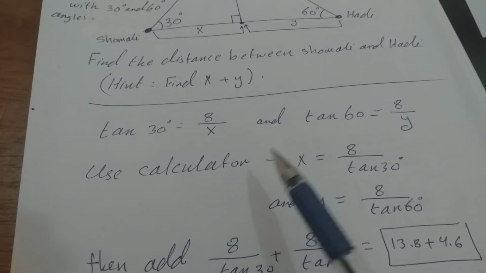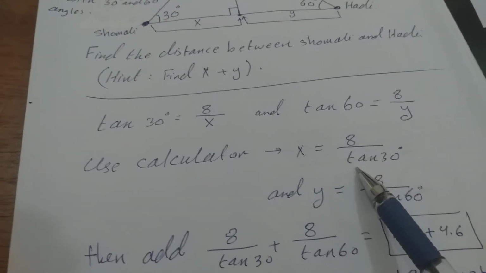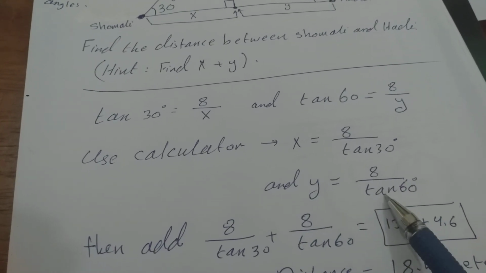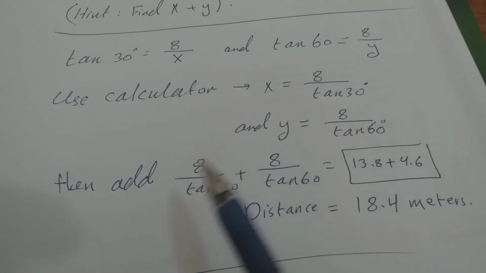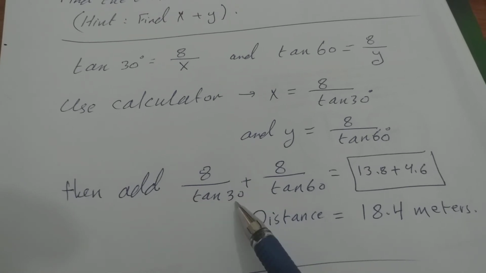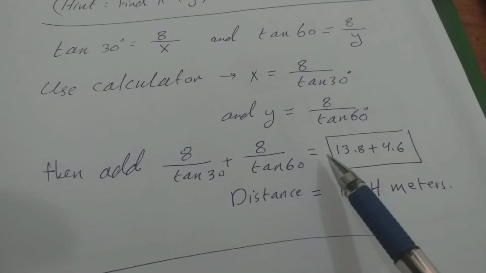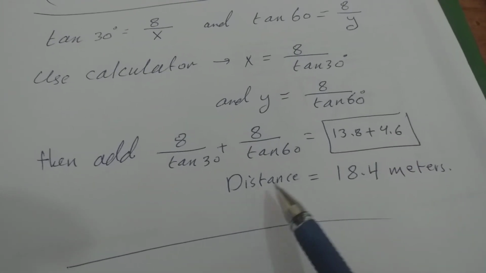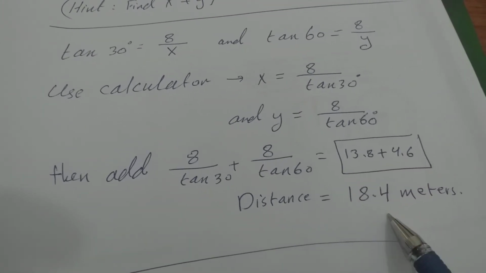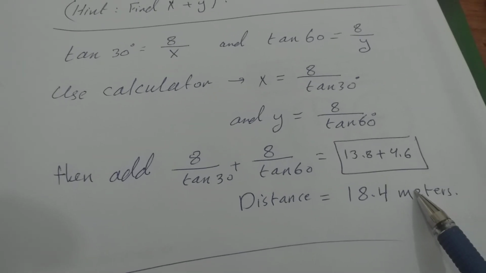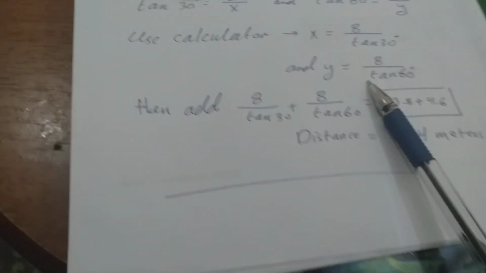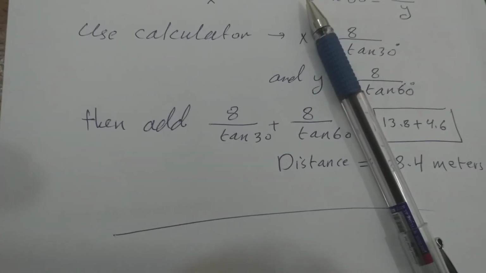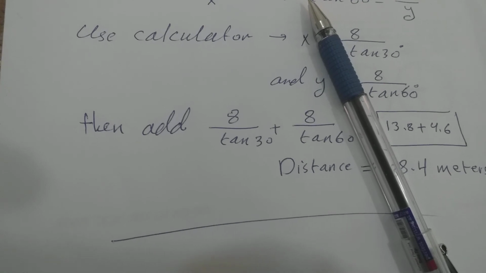Use the calculator, you will find that x equals 8 over tangent 30, and y equals 8 over tan 60. Then add 8 over tan 30 plus 8 over tan 60, and the answer is going to be 13.8 plus 4.6. The distance is 18.4 meters. That was a direct question actually about the angles of elevation and depression.